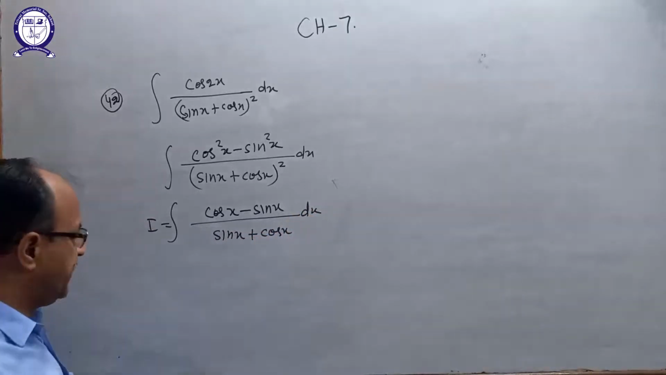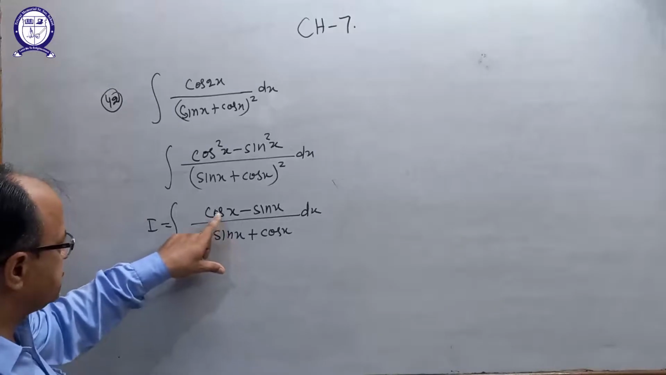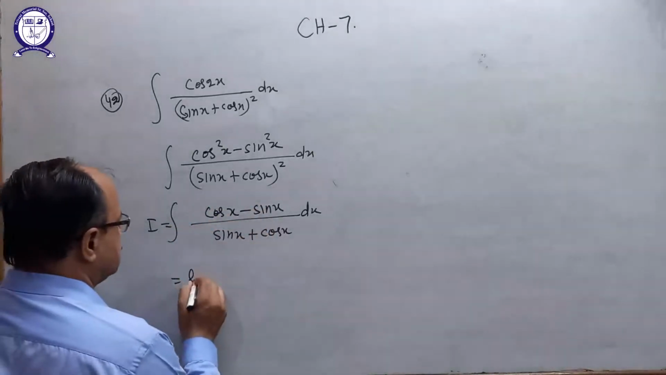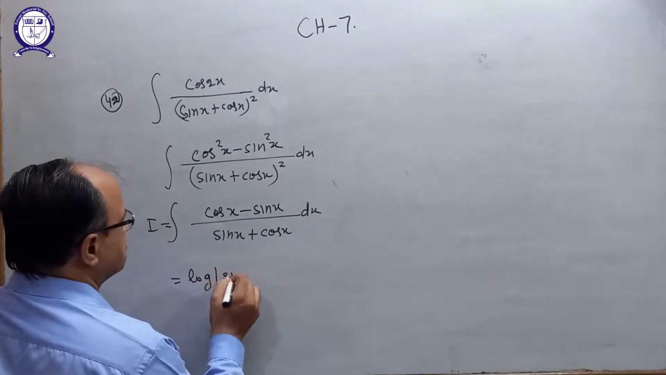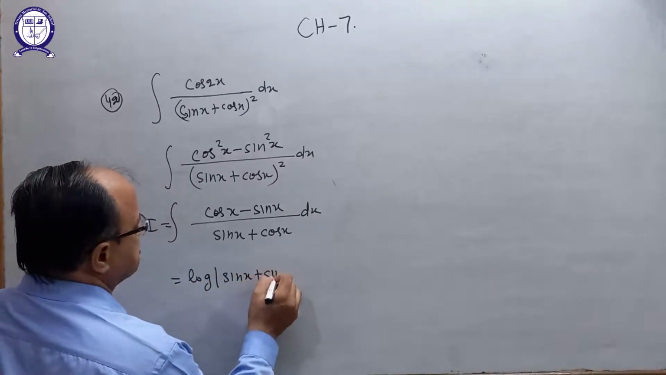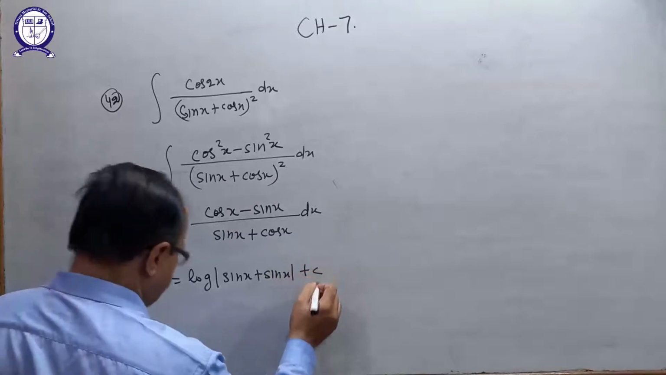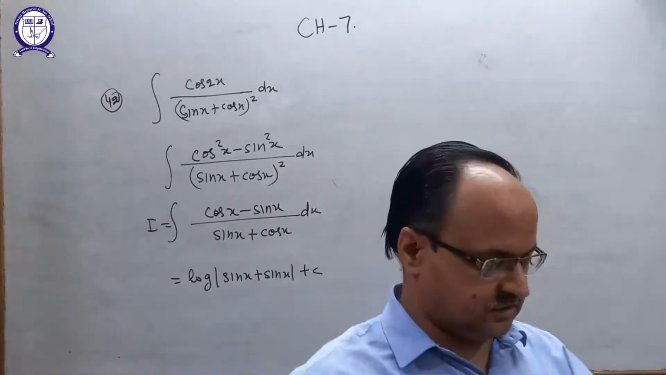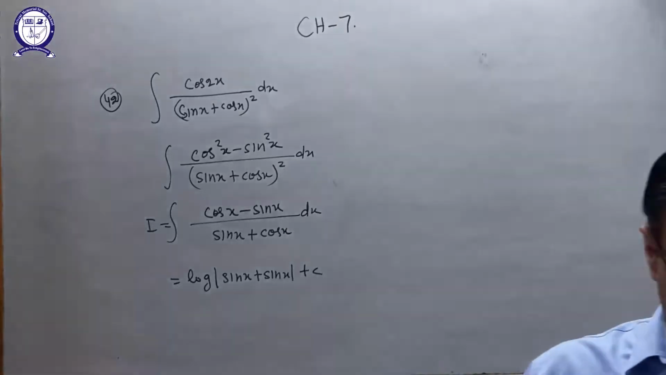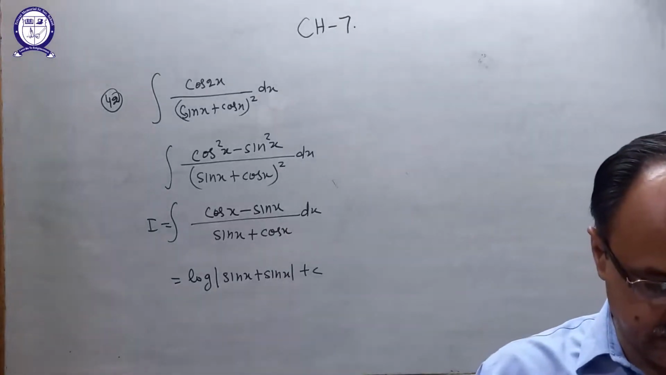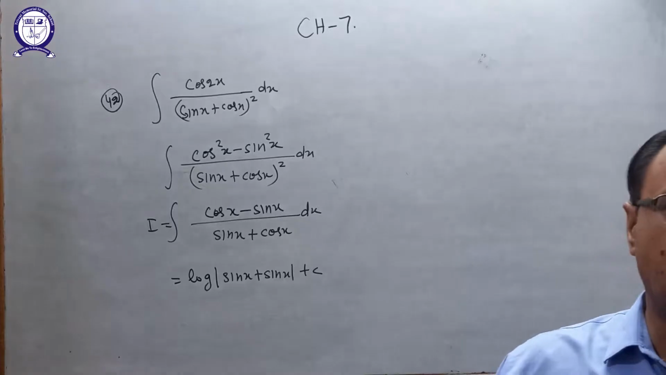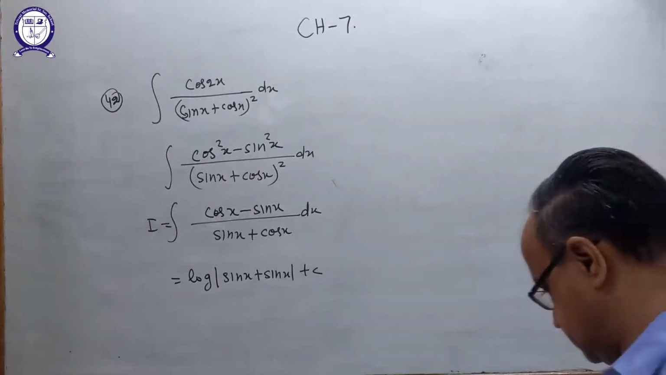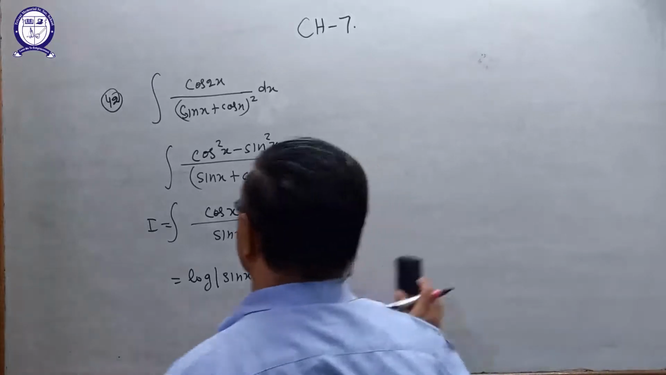You know that the derivative of sin x is cos x and the derivative of cos x is minus sin x. So therefore the answer of this question is log of sin x plus cos x plus c. This is the answer directly. If the derivative of the denominator is present in the numerator, then directly you can write log of f of x. Clear? This is question number 42.